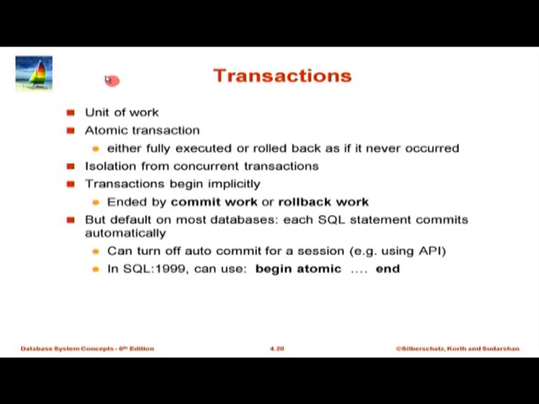A transaction is just a unit of work, and an atomic transaction either executes fully or whatever it did is undone, and the net result is as if it never executed. So why is this relevant? Because a transaction may perform multiple updates, and sometimes if it does one of the updates but not another, the final state of the database will be inconsistent. So you want either all the updates to occur or none of the updates to occur. So how do you specify this in SQL? That's all that we are going to look at this point. There are other issues of isolation from concurrent transactions and so on. We'll look at it in more detail.